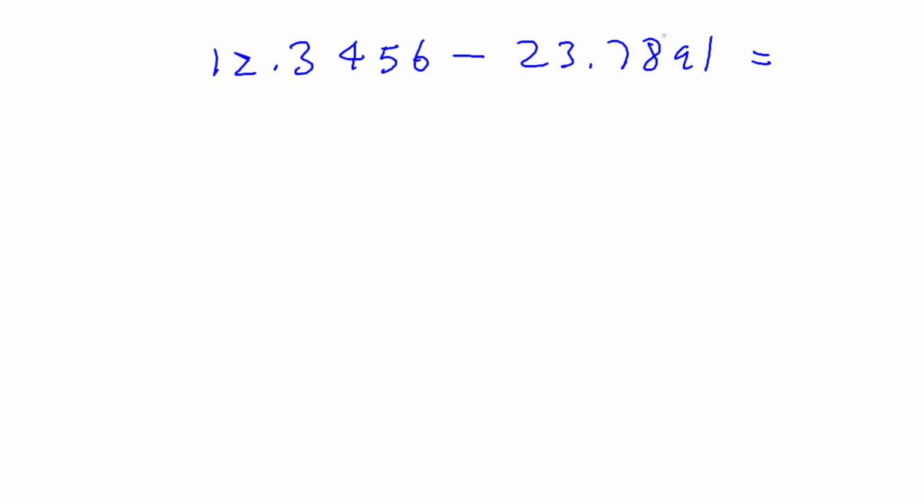Try to subtract now 12.3456 minus 23.7891. Now, if you're following the steps, first you need to compare 12 and 23. 23 is bigger, so we're going to take the sign that's next to it. That's a negative. And now because 23 is bigger, let's rewrite it. And we're going to subtract 12.3456.